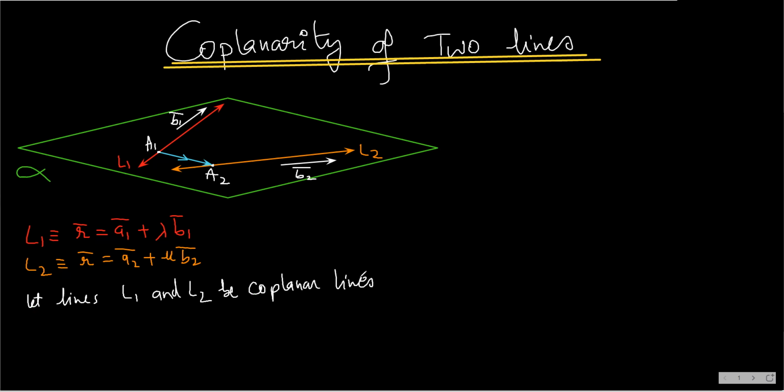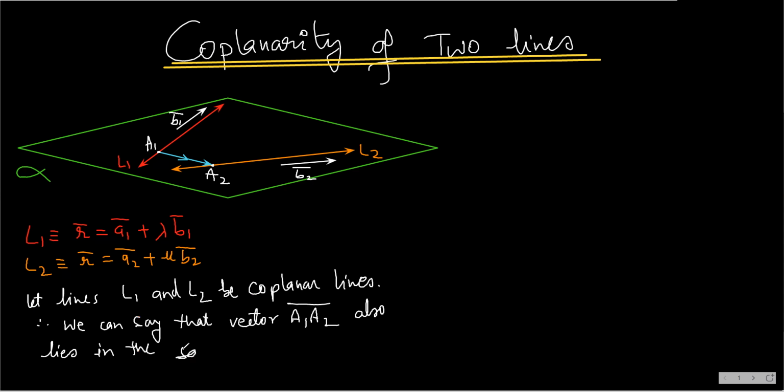Let lines L1 and L2 be coplanar lines. Therefore, we can say that vector A1 A2 bar also lies in the same plane.